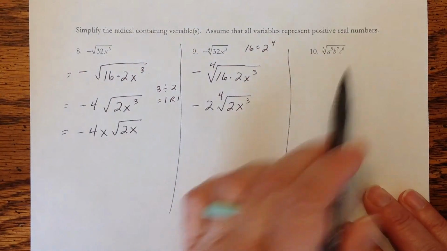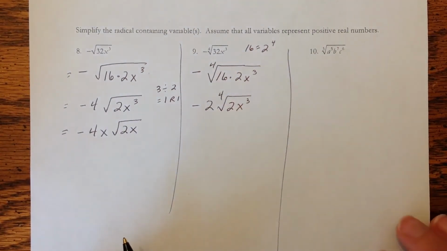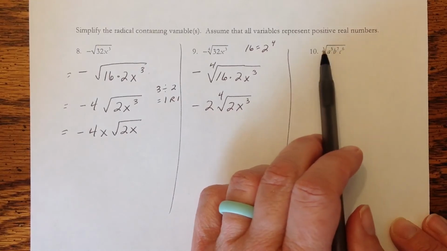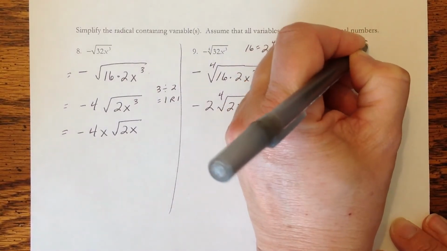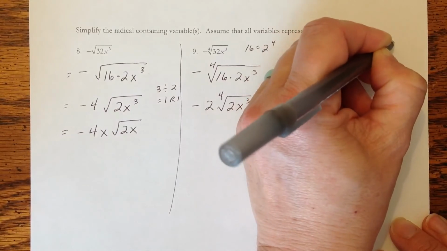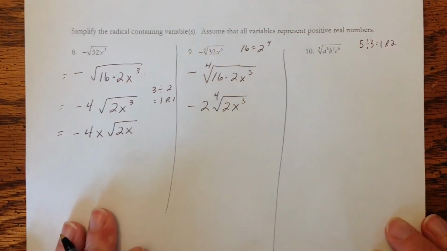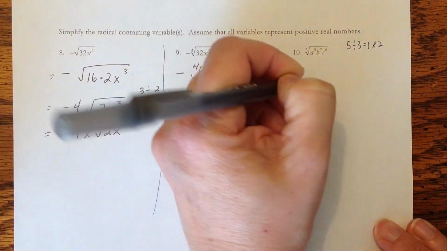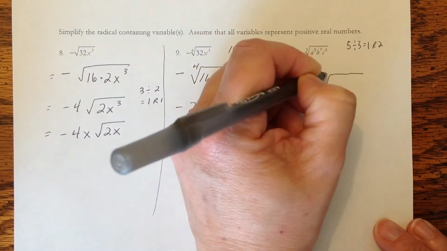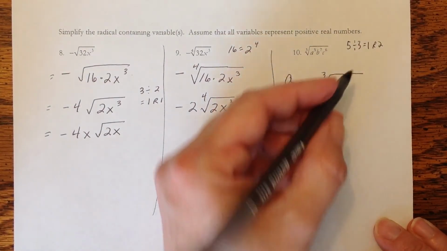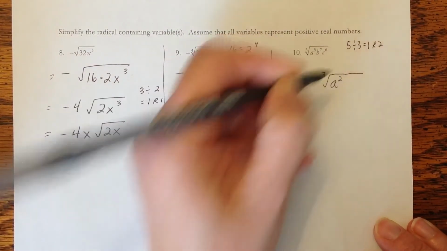10 is just powers. So to clean this up, I need to divide every single one of these powers by 3. So I need to take 5 divided by 3. So that would be 1 with a remainder of 2. So that means that 1 a comes out. I'm going to give myself a little space because I've got some other letters to think about. And that means a squared is left behind.